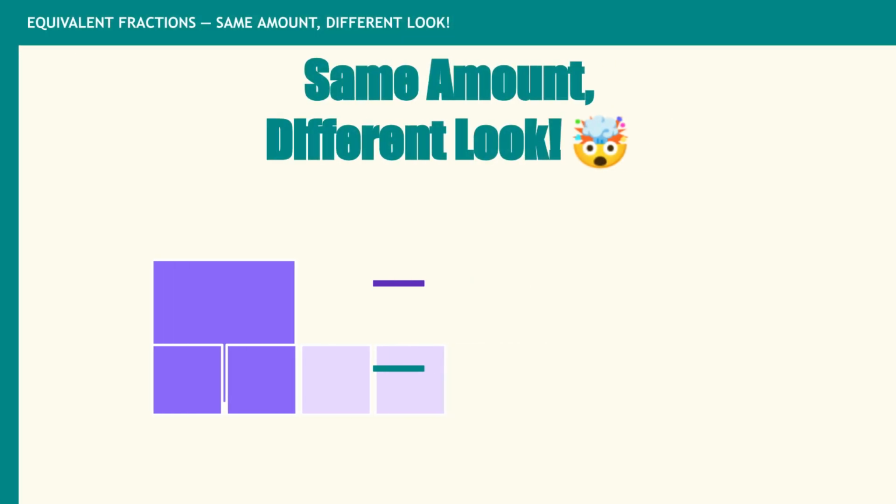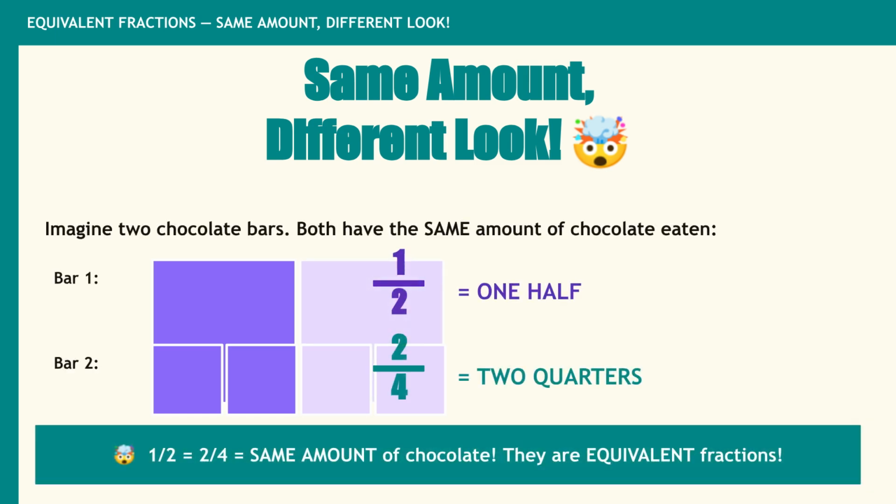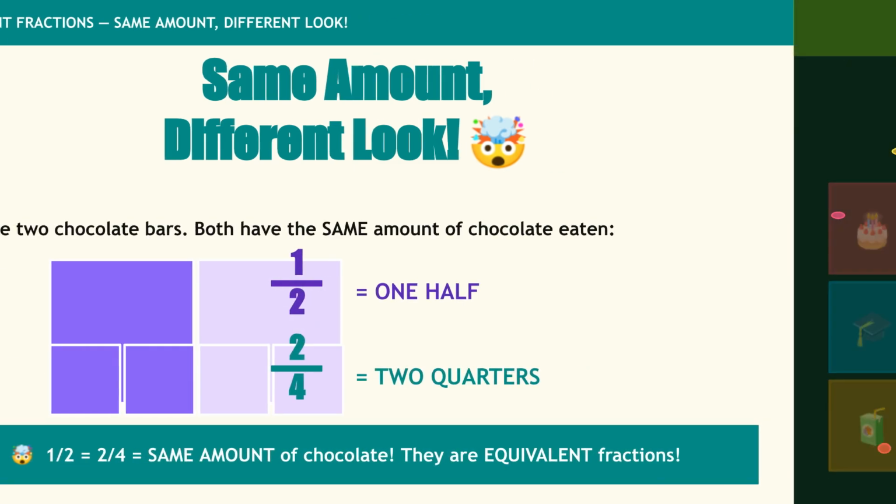Here is one of the most mind-blowing things about fractions. Some fractions look different, but mean exactly the same amount. 1/2 and 2/4 are the exact same amount of chocolate. We call these equivalent fractions. Same amount of pizza, different look.